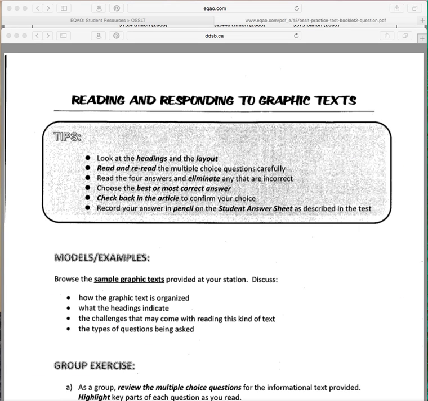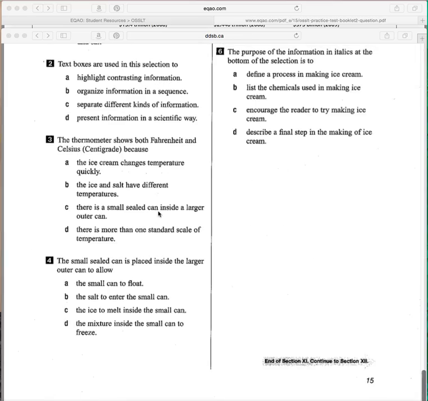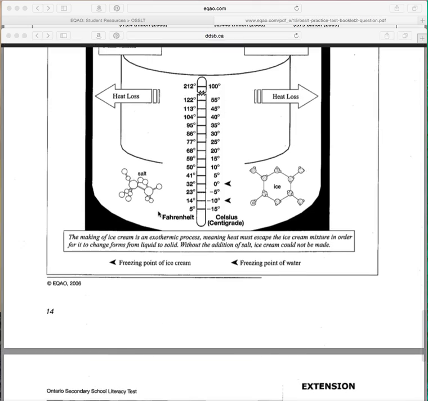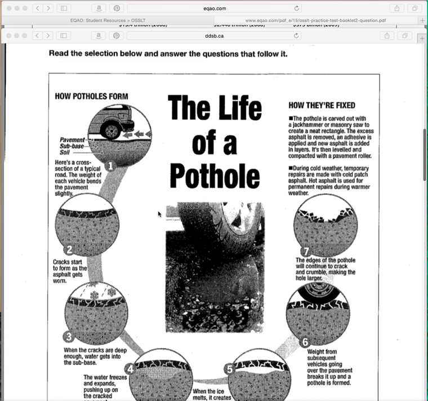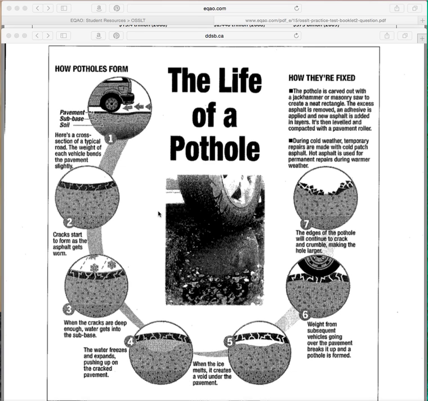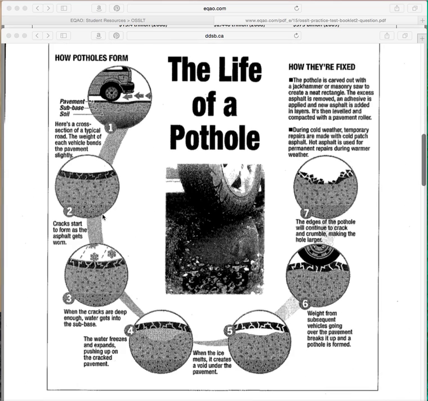This is a nice resource because it provides several examples over the past years of graphic texts. One of the reasons why it's hard to teach and study for a graphic text is there's a variety of things that may be given to you. So you can see, I'm not sure which year this is from, but I remember this one. This is called The Life of a Pothole, so we should know right away that the title is in the center and also at the top of the page.